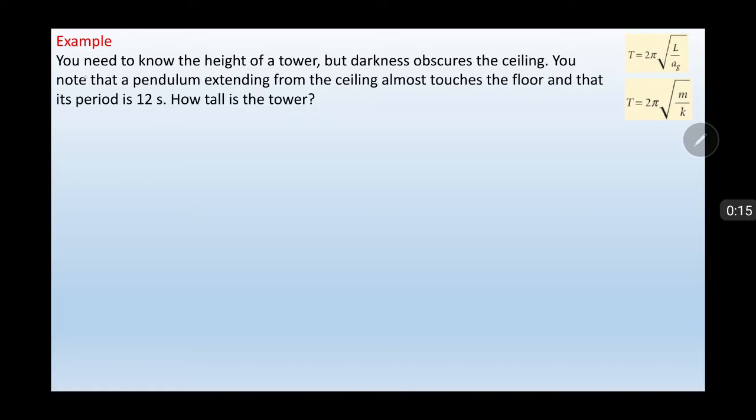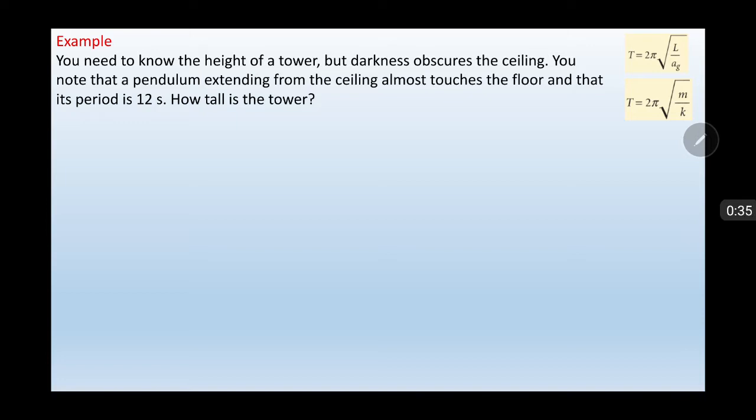Firstly, you need to know the height of a tower, but darkness obstructs the ceiling. You note that a pendulum extending from the ceiling almost touches the floor, and that its period is 12 seconds. How tall is this tower?